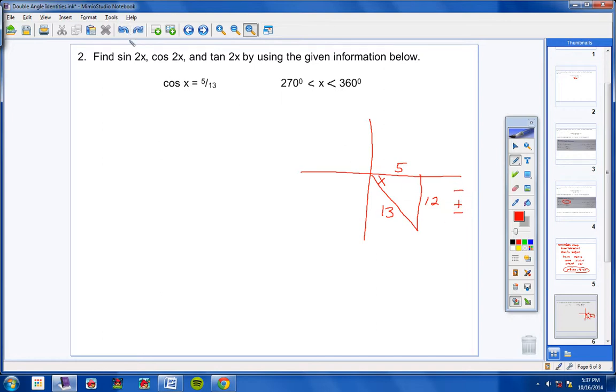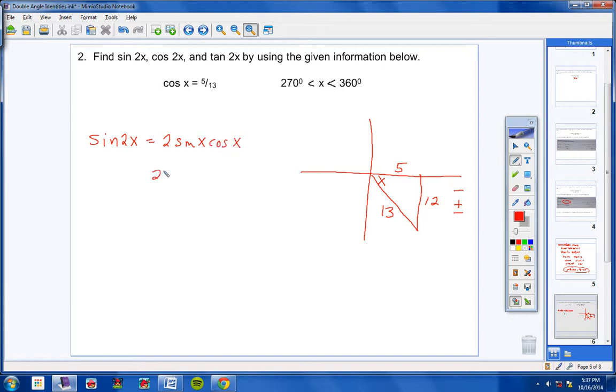Now, look, they want us to find the sine of 2x, correct? Okay, no problem. What is the sine of 2x? Well, we could find it if this was 2x right here, but it's x. So we have the sine of 2x. We better rewrite it using our identities, and we'll get 2 sine x cosine x.